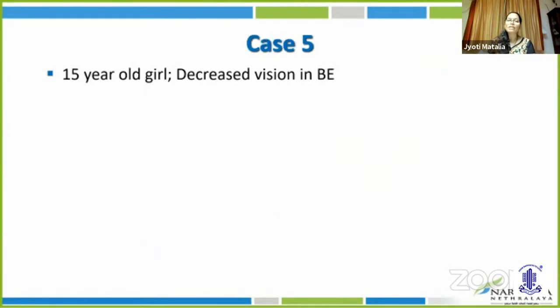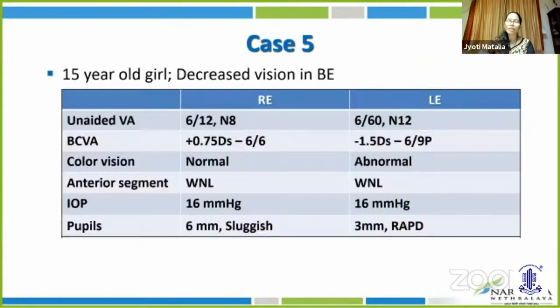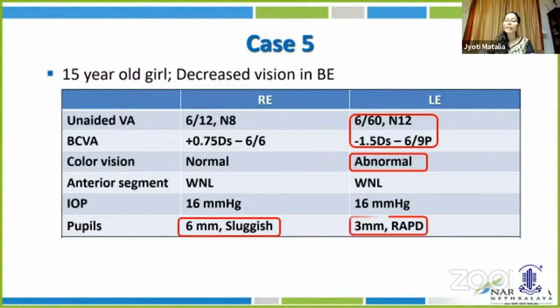Now, case number 5, this is a 15-year-old girl who came with decreased vision in both eyes. If you notice, the left eye had significantly less vision with an abnormal color vision, but the right eye had a 6 millimeter sluggish pupil, whereas the left eye had a 3 millimeter pupil with an RAPD.